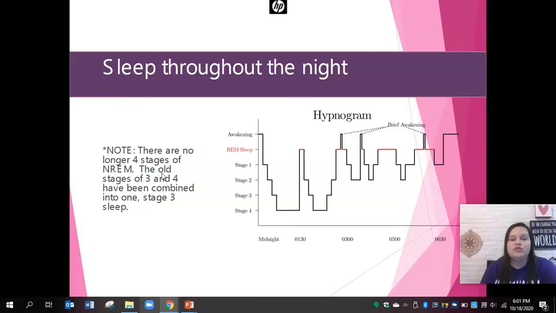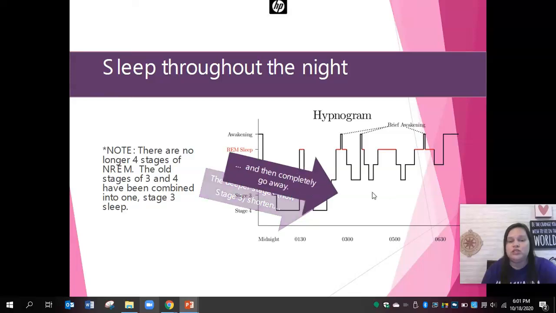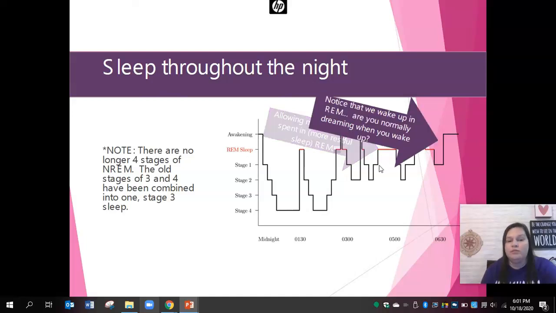So there are no longer 4 stages of NREM. 3 and 4 have been combined. So the deeper stage, now stage 3, shortens throughout the night. So down here, we don't have any more stage 3s and 4s. They eventually completely go away, which allows us to spend more time in REM.